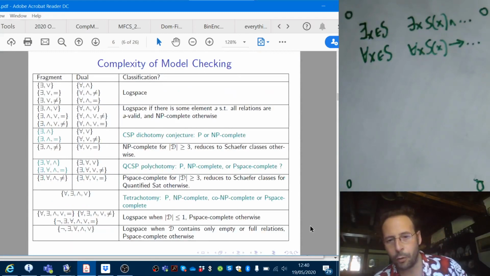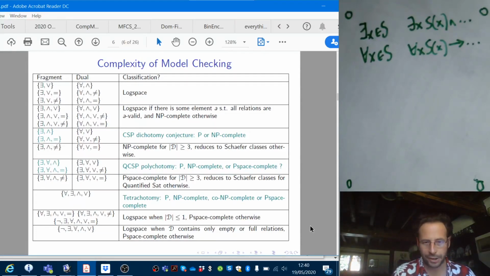So actually, I worked for many years on a whole collection of model checking problems based on restricting which of the quantifiers and connectives were allowed from first order logic.